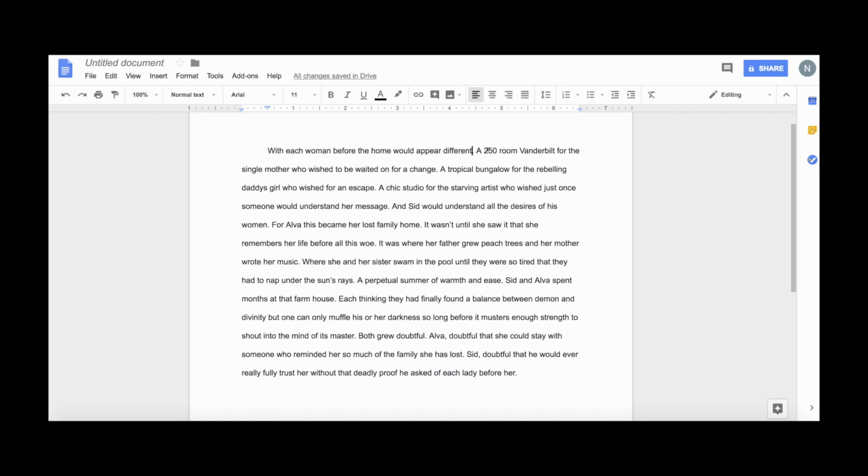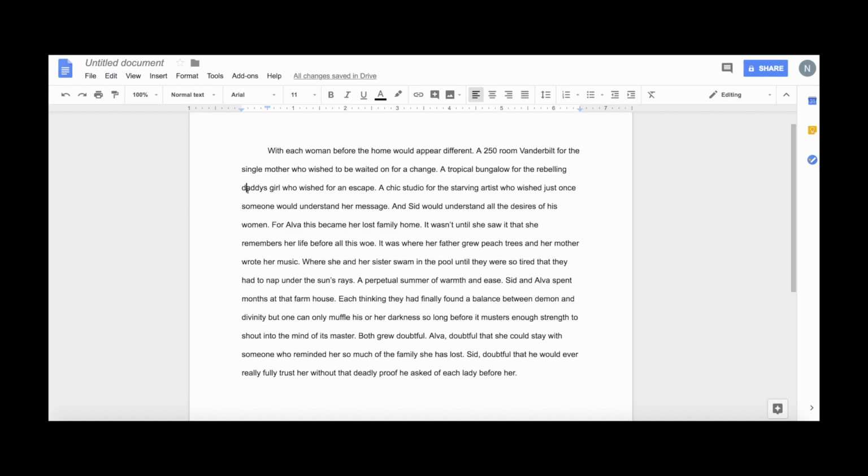So moving on, a 250-room Vanderbilt for the single mother who wished to be waited on for a change. This sentence sounds good to me. There's no errors. So next, a tropical bungalow for the rebelling daddy's girl who wished for an escape.